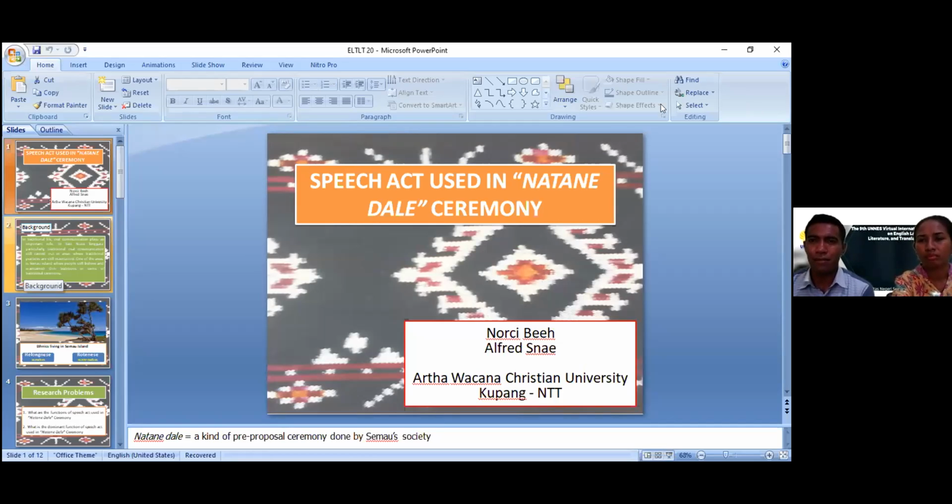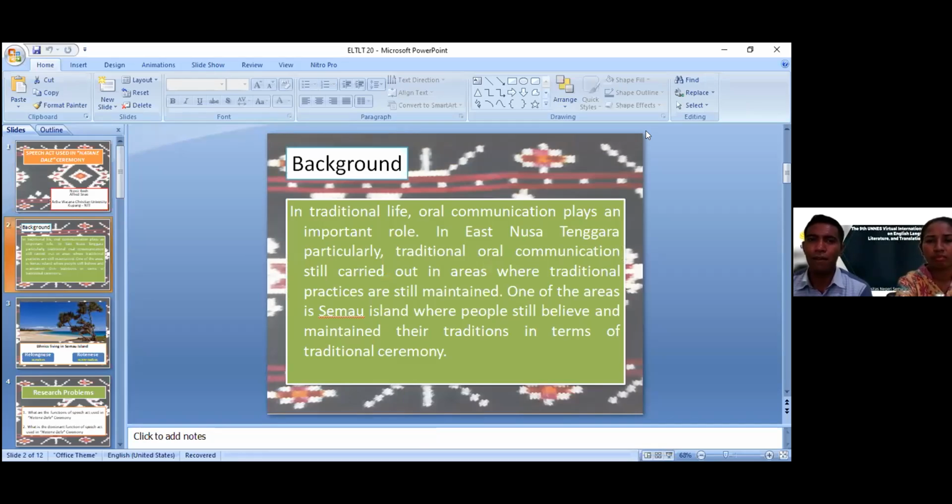As we know, in traditional life, oral communication plays an important role. In East Nusa Tenggara, particularly, traditional oral communication is still carried out in areas where traditional practices are still maintained. One of the areas is Samau Island, where people still believe and maintain the traditions in terms of traditional ceremony. And one of the traditions that is still maintained by them is what is called Natanedale itself.